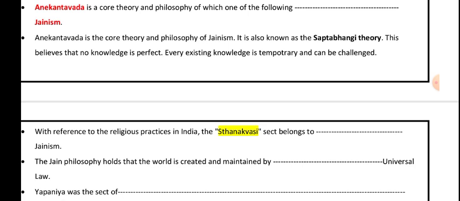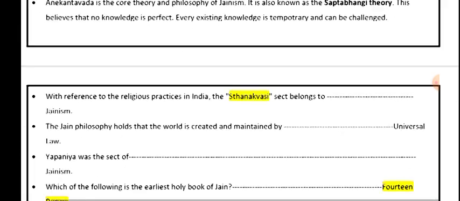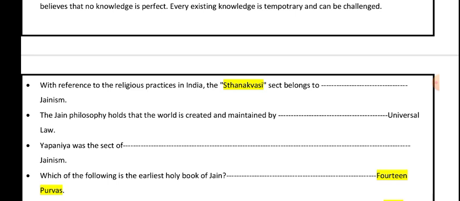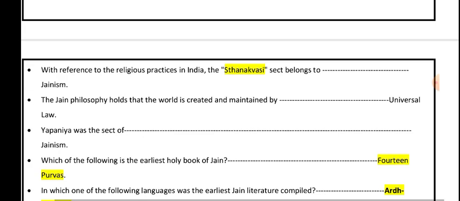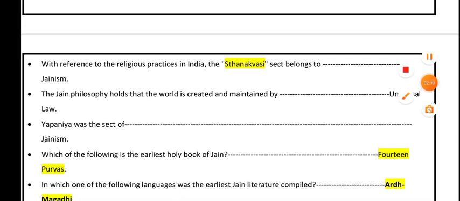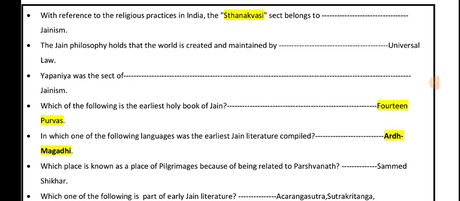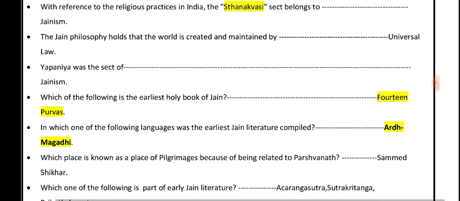Anekantavad is a core theory and philosophy of which of the following? Jainism. Anekantavad is the core theory and philosophy of Jainism. It is known as the Saptabhangi theory. This believes that no knowledge is perfect, every existing knowledge is temporary and can be challenged. With respect to religious practices in India, the Saktavasi sect belongs to Jainism.